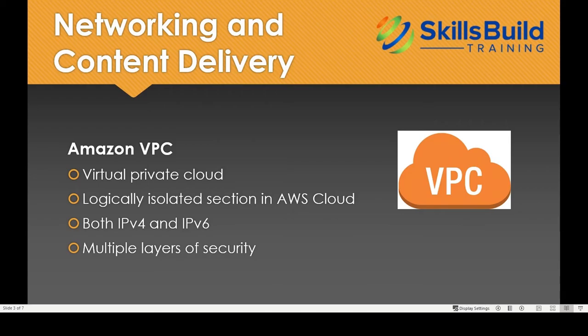Additionally, you can create a hardware virtual private network or VPN connection between your corporate data center and your VPC, and leverage the AWS cloud as an extension, basically, of your corporate data center. We will later create our first VPC in the demo and see all of the options that you can configure while doing so.